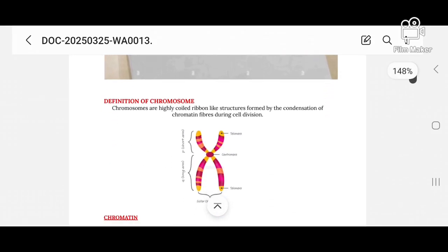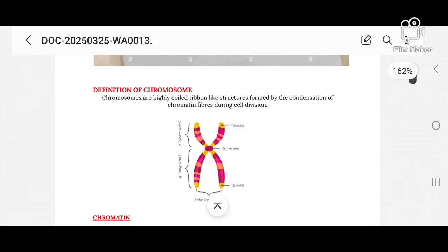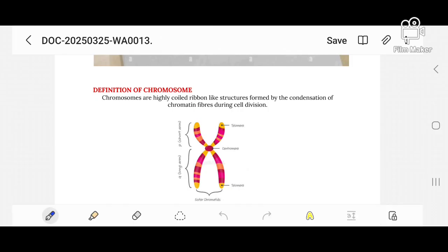First, what is a chromosome? Chromosomes are highly coiled ribbon-like structures that are formed by the condensation of chromatin fibers during cell division. I repeat, chromosomes are highly coiled ribbon-like structures formed by the condensation of chromatin fibers during cell division.